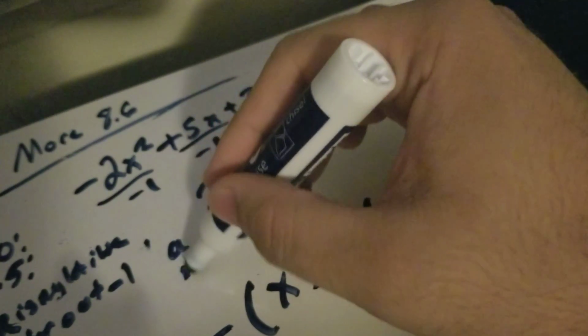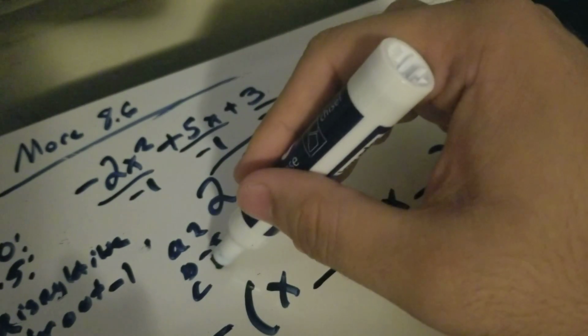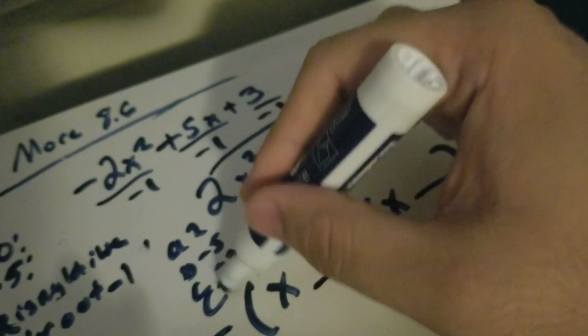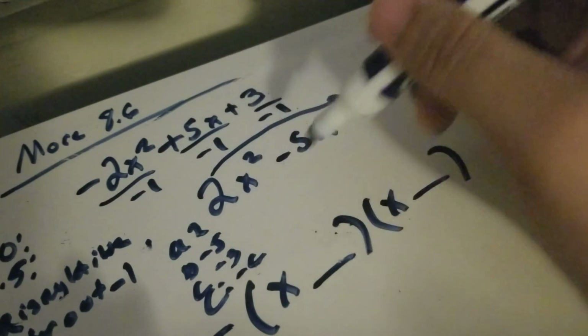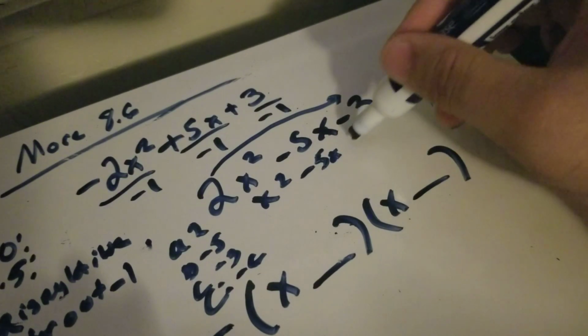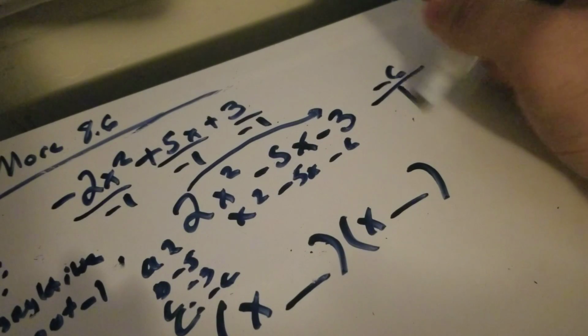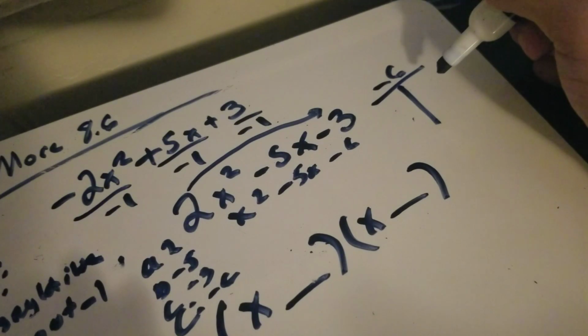Let's point out our A, B, and C now. A is 2, B is negative 5, C is negative 3. Capital C is going to be negative 6. So it's x squared minus 5x minus 6. Okay, factors of negative 6 that add up to negative 5.